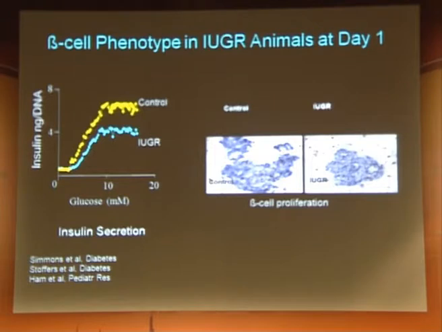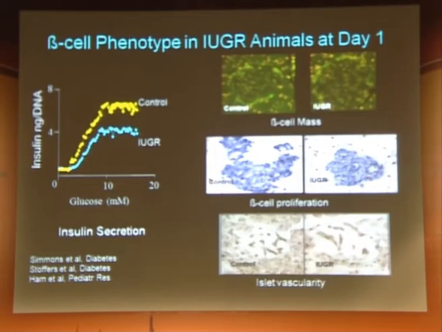And this is the beta cell phenotype here. The graph on the left shows insulin secretion. So we take out the islets from the pancreas and we increase the amount of glucose, and then we measure how much insulin is secreted. You can see that even at day 1 of life, there's a significant reduction in insulin secretion. This is again similar to what we see in the human, in the fetus, where some very nice studies were done several years ago looking at insulin levels in amniotic fluid as well as in the cord blood, and found that in SGA human babies there's a significant reduction in insulin secretion.